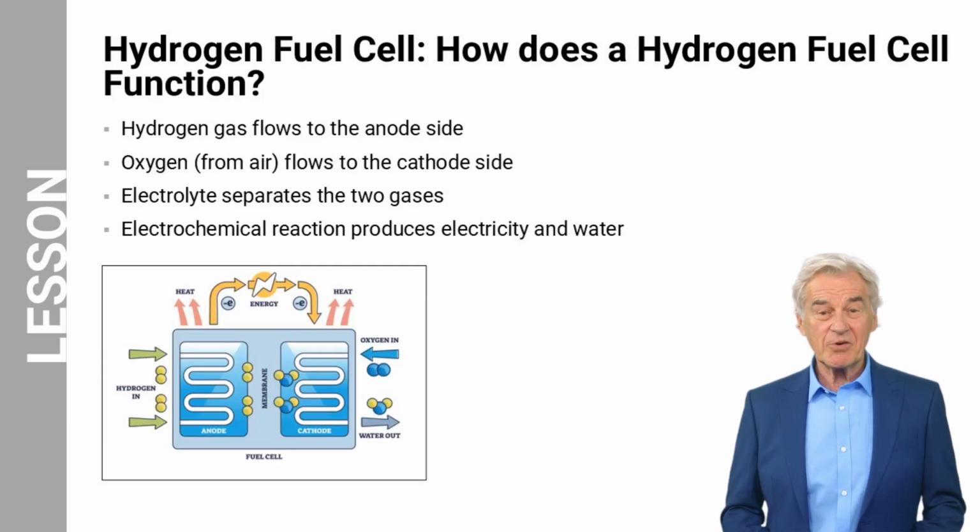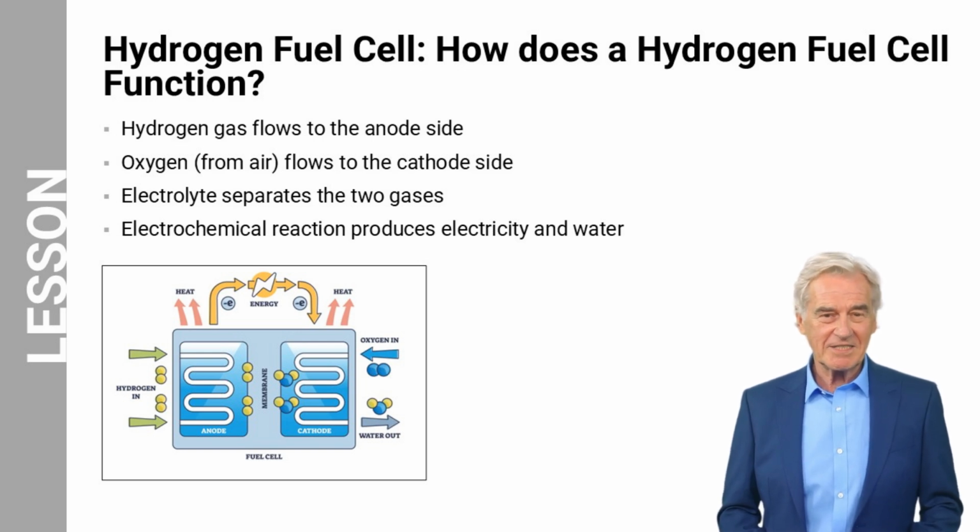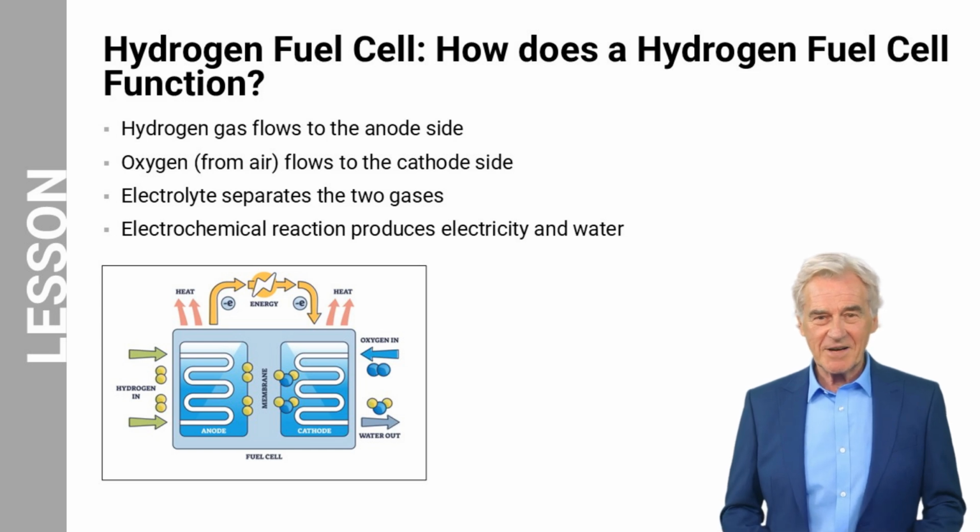How does a hydrogen fuel cell function? In a hydrogen fuel cell, hydrogen gas is directed to the anode and oxygen from the air is directed to the cathode. These gases flow through channels on either side of the electrolyte, which keeps them separated. At the anode, hydrogen molecules split, releasing electrons. These electrons flow through an external circuit, creating electricity.